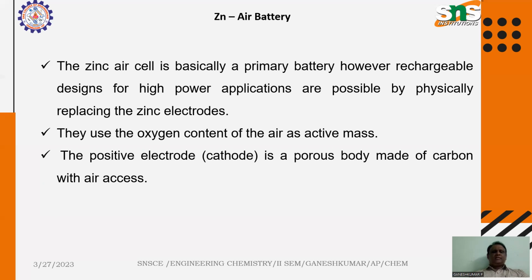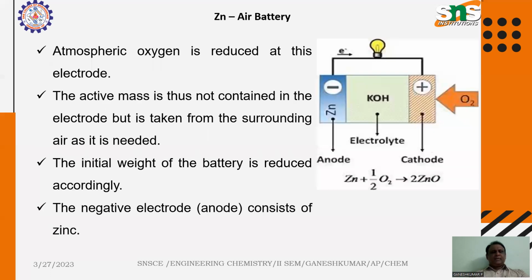The positive electrode, that is the cathode, is a porous body made up of carbon. This porous carbon allows the air to pass through it. So you see, at one end the oxygen is entering, and at the other end, zinc is placed. Between the zinc and the porous carbon where the oxygen enters, potassium hydroxide electrolyte is kept. So here the atmospheric oxygen is being reduced through the electrons which are supplied by zinc from the anode side.